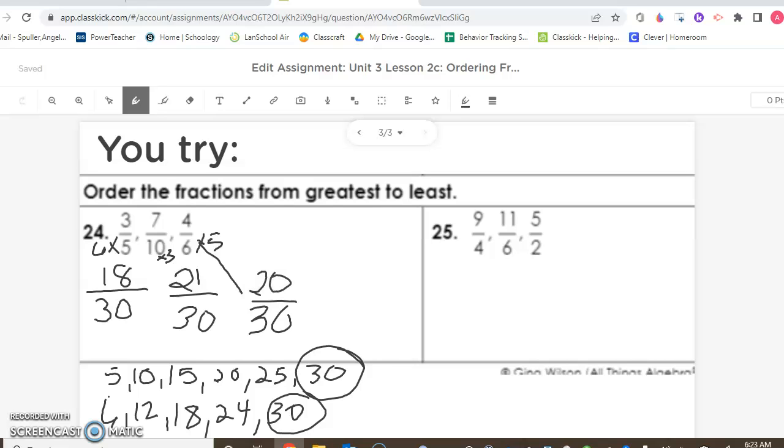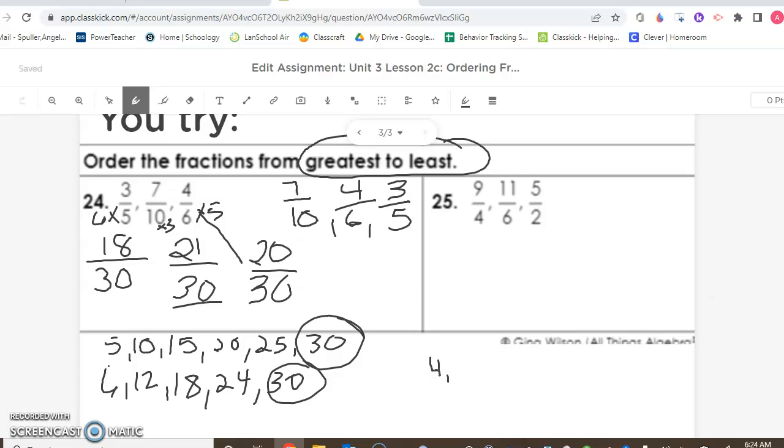Now they want the greatest. So which one's the greatest? Well, 7/10, because remember, 7/10 is equivalent to 21 over 30. The next big one would be 20/30, which is not simplified. It would be 4 over 6. And then we would have 3/5. Great job. Now remember to always look up here so you make sure you put them in the right order. Because if you would have flipped the order around, the answer would have been all wrong.